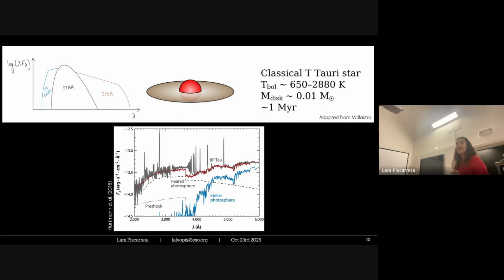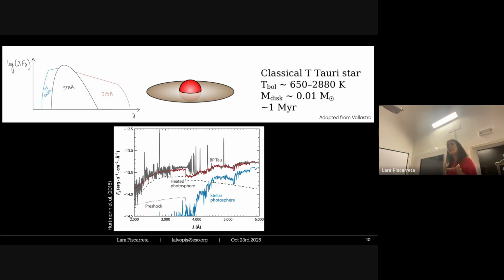And this part of the spectrum is particularly important to constrain accretion because we have here this break, which is the Balmer jump. And this is exactly where we can get accretion properties such as accretion luminosity, which then, with stellar properties, we can convert into mass accretion rates. But I will talk a little bit more about that later on.